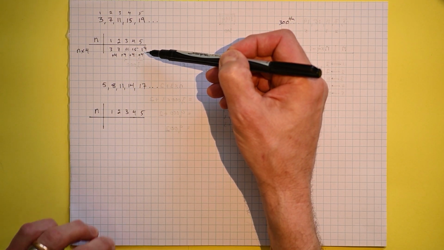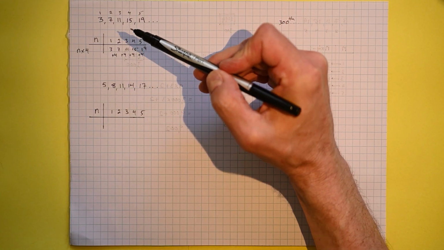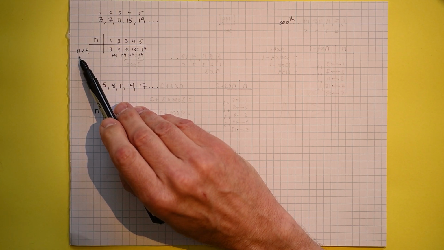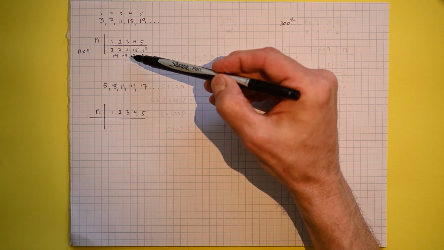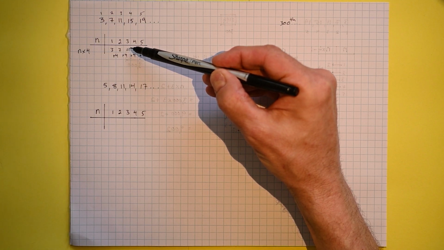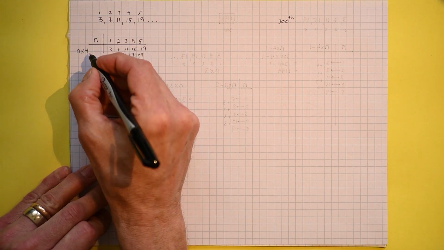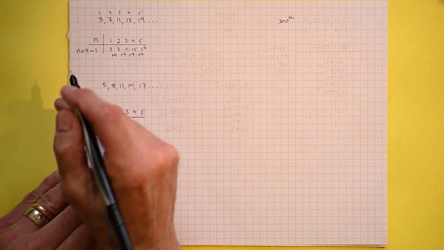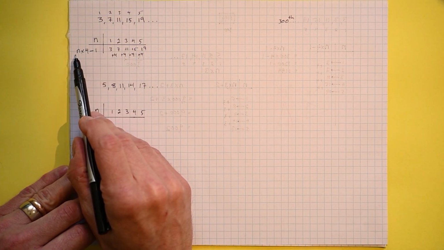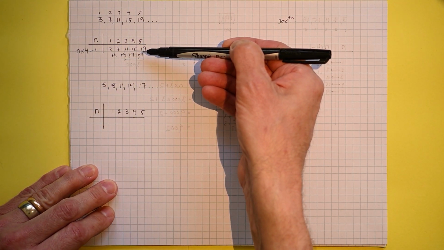So what do I mean by that? Well, let's look at term number 3. If n is 3, 3 times 4 gives 12. That is close to this, but not quite there. In order to move from 12 to 11, I need to subtract 1. I now have an expression that moves me from my term number to my term value.